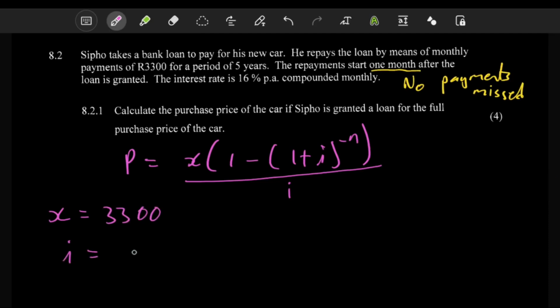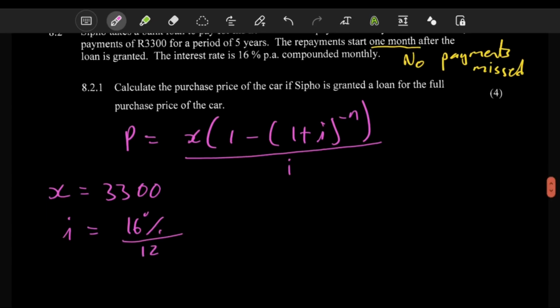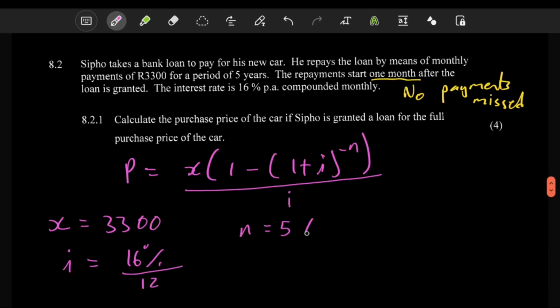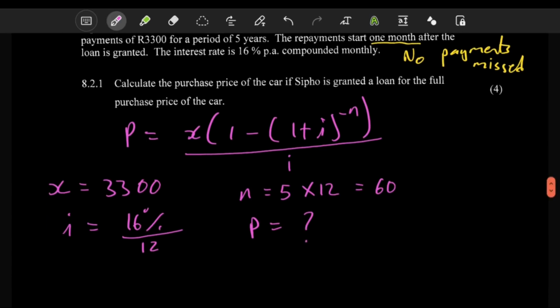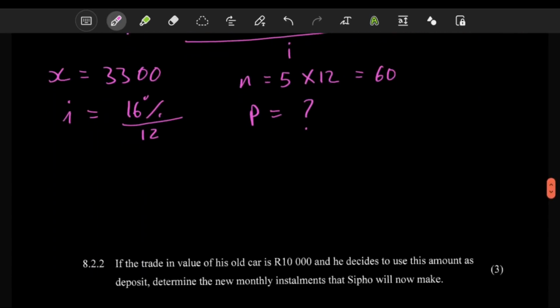The interest, they told us it is 16% per annum compounded monthly. So that's important. And he had it for 5 years, but because it's compounded monthly, you times by 12, which is 60. P is the loan that he got. We don't know that, that's what we're working out. So this is a normal P formula question, nothing crazy, nothing major here.